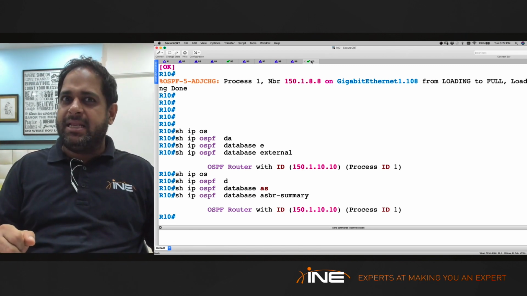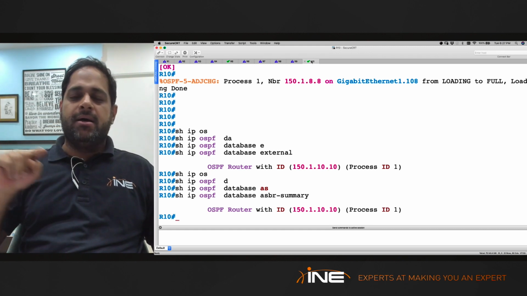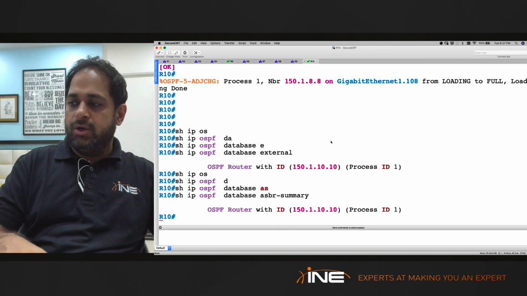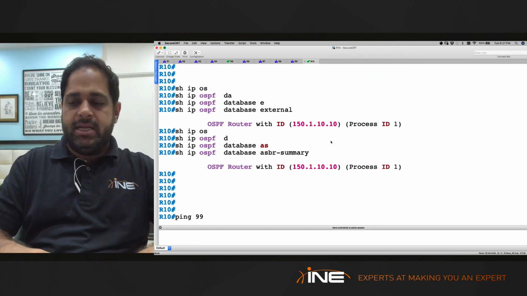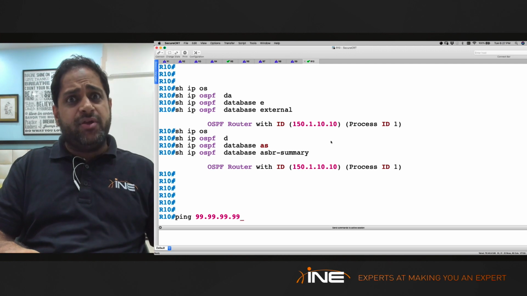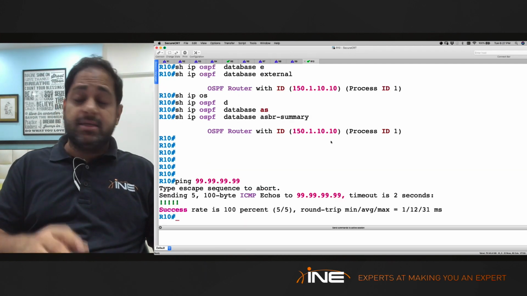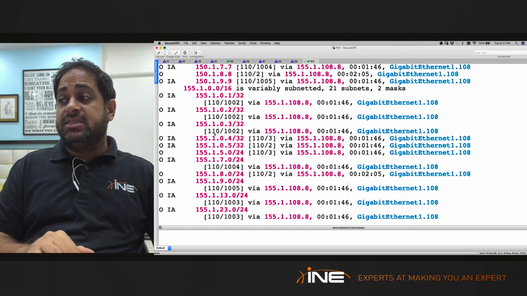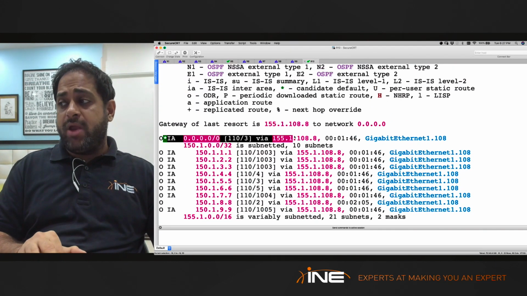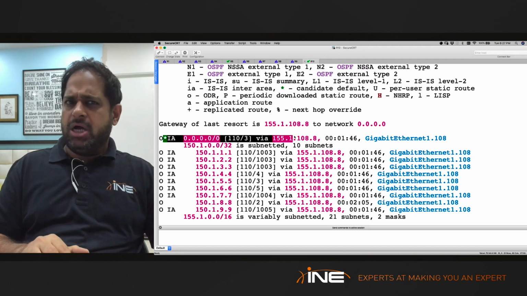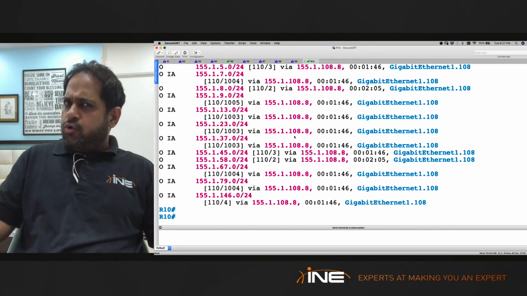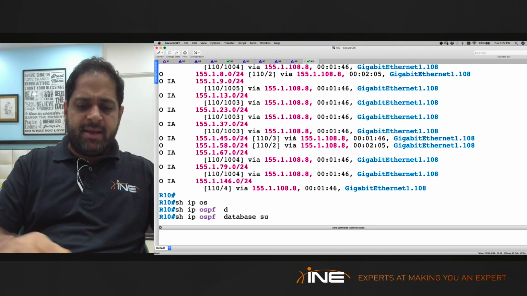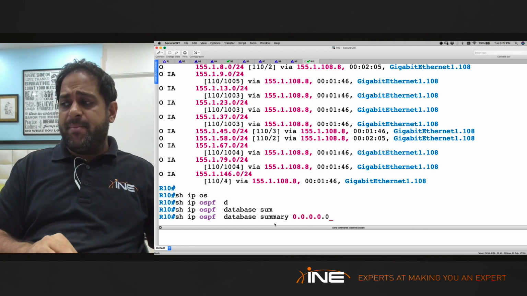Does that mean that the routers in the stubby area can't reach that external network? Let's do a ping. So ping to 99.99.99.99. Can they reach the external network? Yes. Why is that? If I look at my routing table, you would see that a default route got generated automatically. I did not generate this. Let's look at the database. Who generated this default route? Show IP OSPF database summary 0.0.0.0. Why am I giving summary?